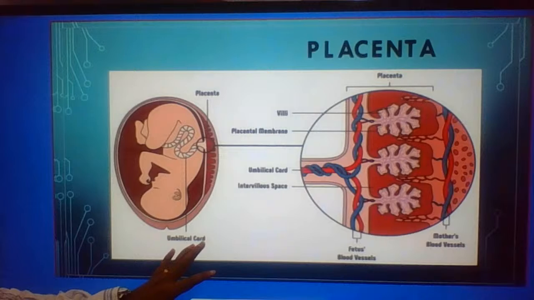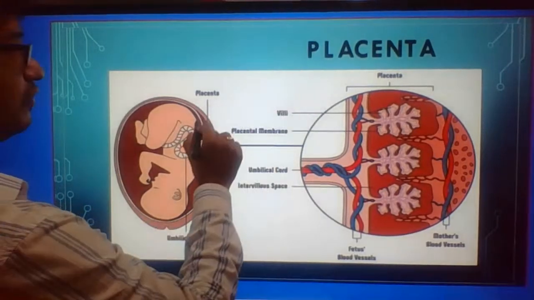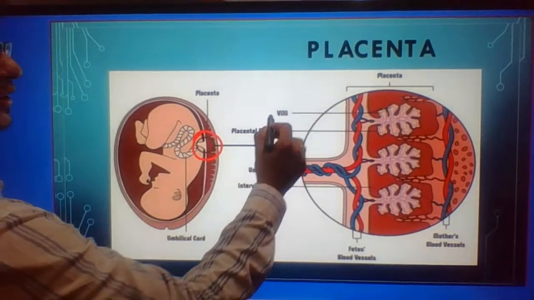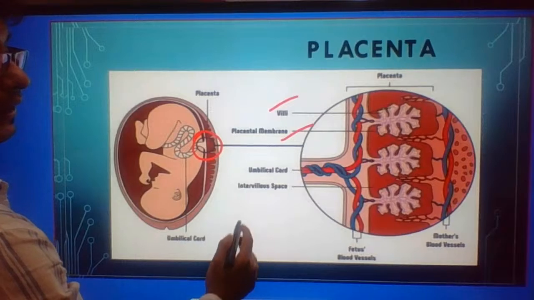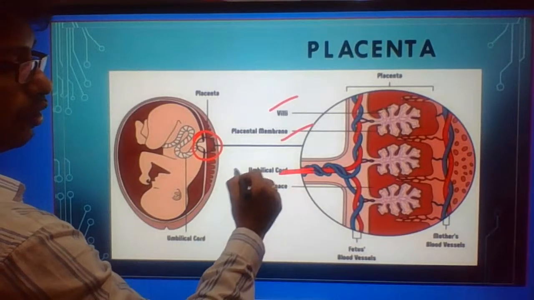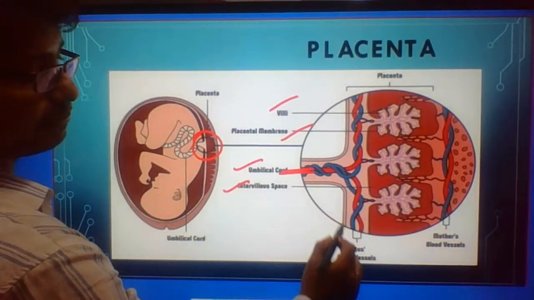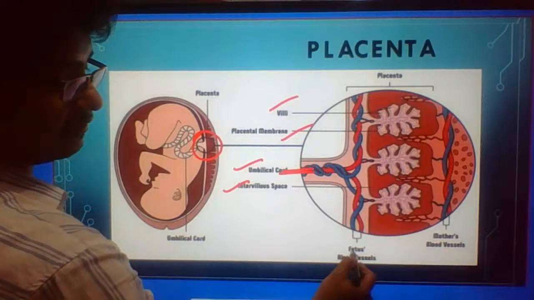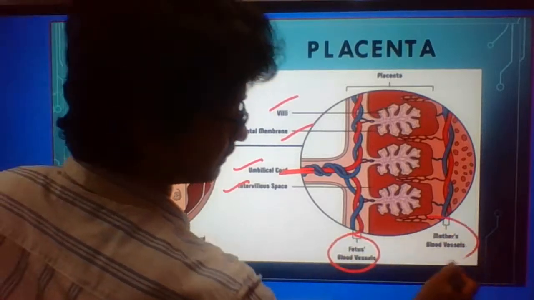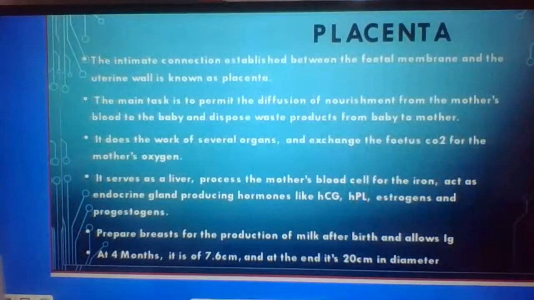And this is the placenta. In a cross section of the placenta, you could see the villi, the placental membrane, the umbilical cord, and the intervillous space. We could see the mother's blood vessels and the fetal blood vessels present. But mainly, as far as the placenta is concerned, you need to understand the hormones.